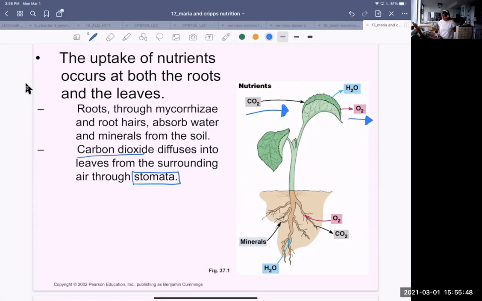Yeah, so roots through mycorrhizae, we'll talk about those. Those are really neat fungi. And root hairs, which increase the surface area, absorb water and minerals from the soil. Water is released from leaves. That's called transpiration. And you can often determine the rate of a plant's growth by measuring transpiration with special equipment.